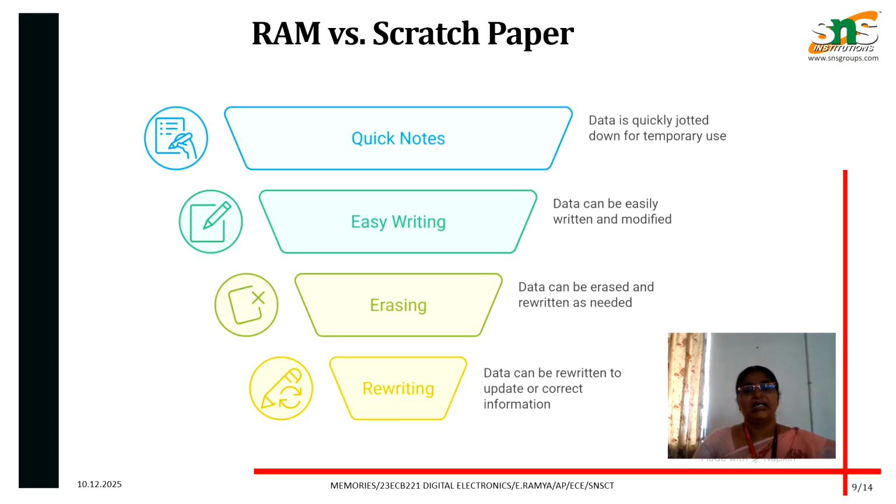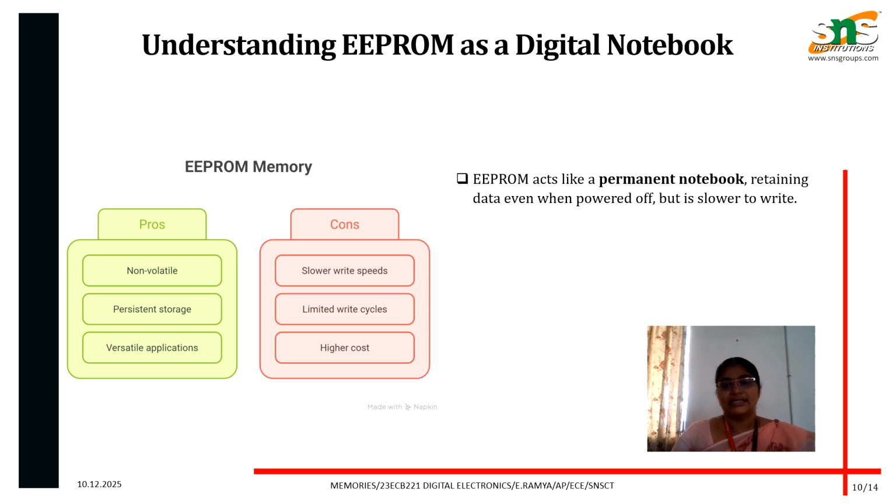Next, RAM acts as scratch paper. We compare RAM with scratch paper. It is used for quick notes, easy writing, erasing and rewriting. RAM is used for quick data retrieval and quick writing. After that we can erase the data in the RAM and rewrite the data. It is possible.